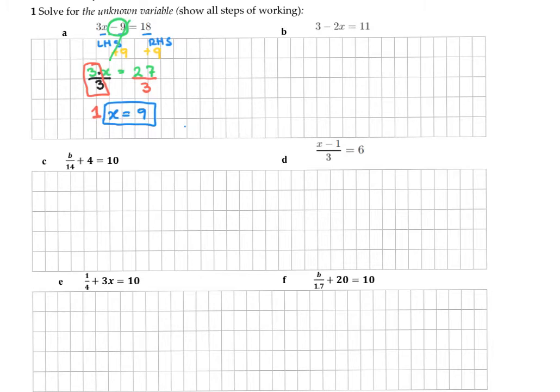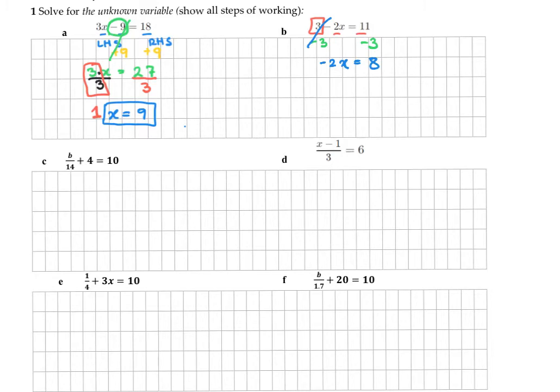So the next one, 3 take away 2x is equal to 11. The first step is to get rid of the number 3 because it's positive. We're going to go plus 3 to both sides. Actually, it's not plus 3 because it's positive. So we have to do what? Yes, you're right. We have to take away. So take away 3, take away 3. Because 3 take away 3 is 0, we are left with negative 2x is equal to 11 take away 3, which is 8.